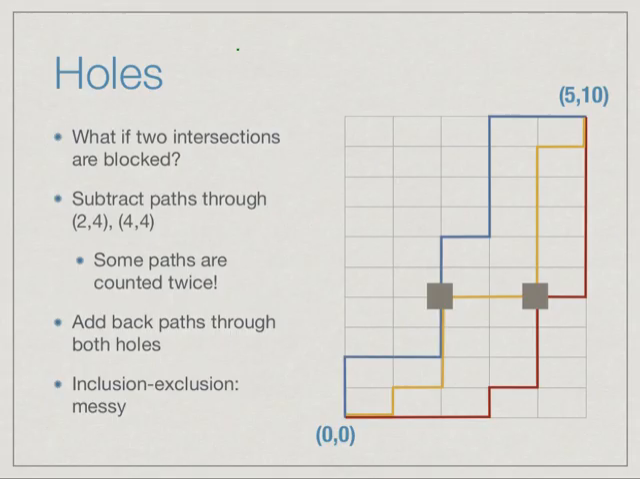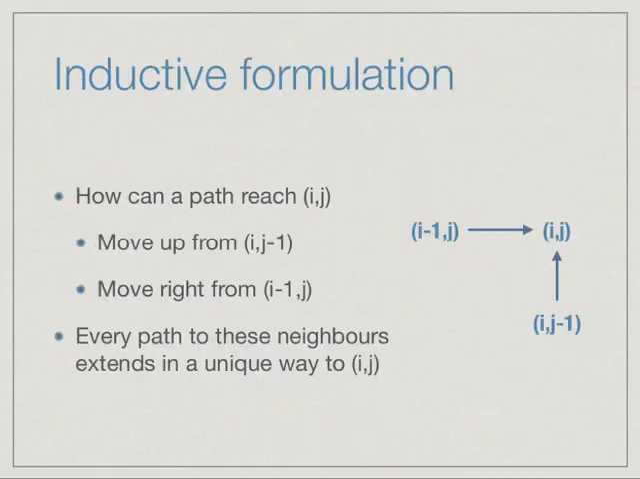So if we have 3 holes, we get an even more complicated inclusion-exclusion formula. And it rapidly becomes very complicated even to calculate the formula that we need to get. So is there a simpler way to do this? So let us look at the inductive structure of the problem.